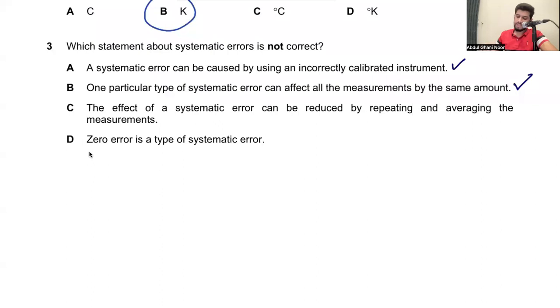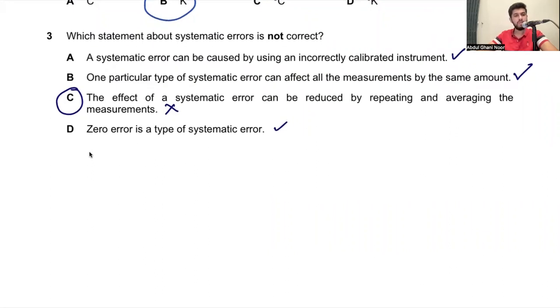The effect of a systematic error can be reduced by repeating and averaging the measurements. No, this is not correct, and hence the answer. Random errors can be reduced by repeating and averaging. Systematic errors cannot be reduced by repeating and averaging. Zero error is a type of systematic error. Yes, zero error is a type of systematic error. So this is not the answer. So that was question number 3.